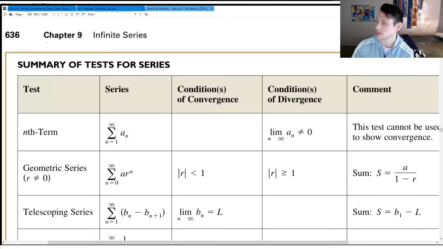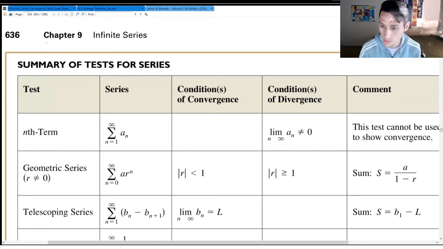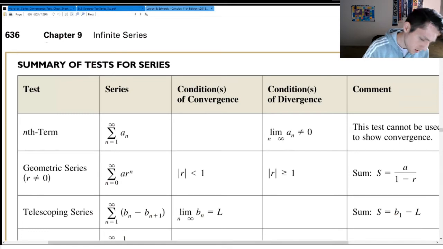All right, 636. Now let me double check again. I'm going to list out exactly which sections are or aren't on this. Just give me a moment. Scroll through some pages.